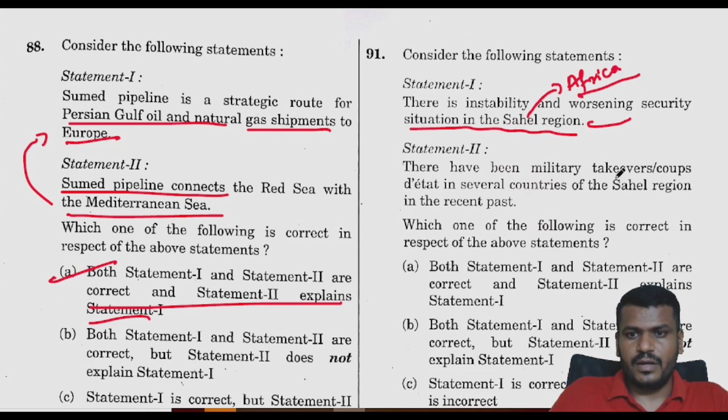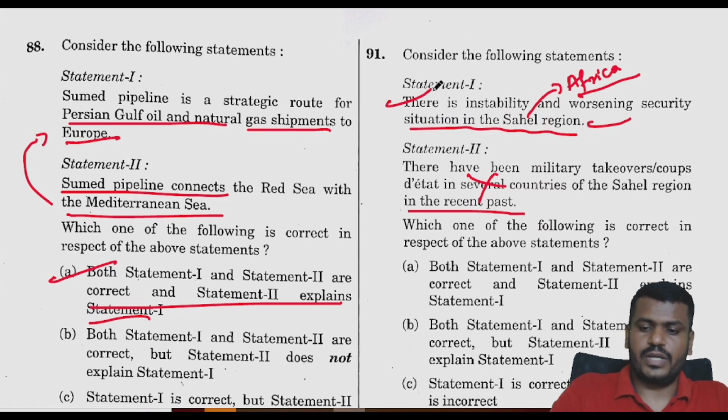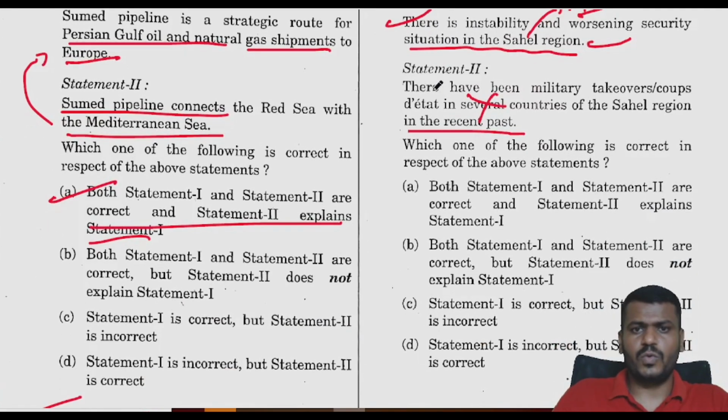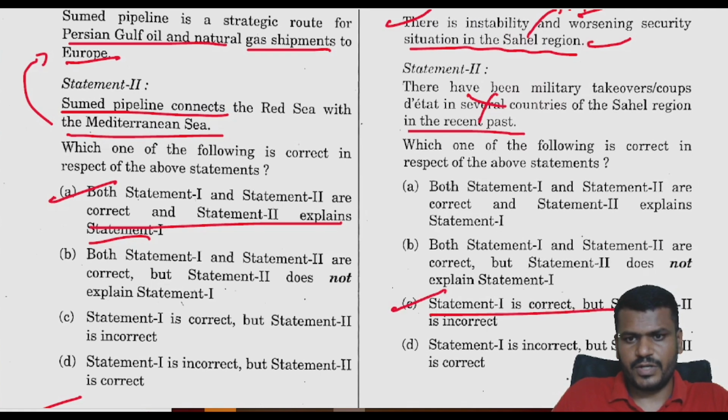Next, there have been military takeovers, coups, in several countries of the Sahel region in the recent past. No, military takeover is not so much in this region, but definitely there are some issues. Instability is there, but military coup operations and all these things are not there. That's why C is the correct answer. Statement 1 is correct, but statement 2 is incorrect.